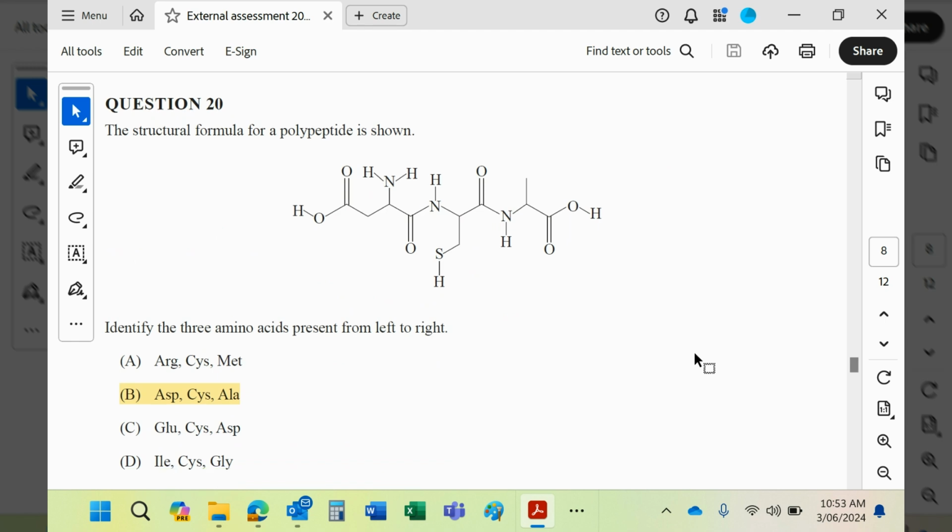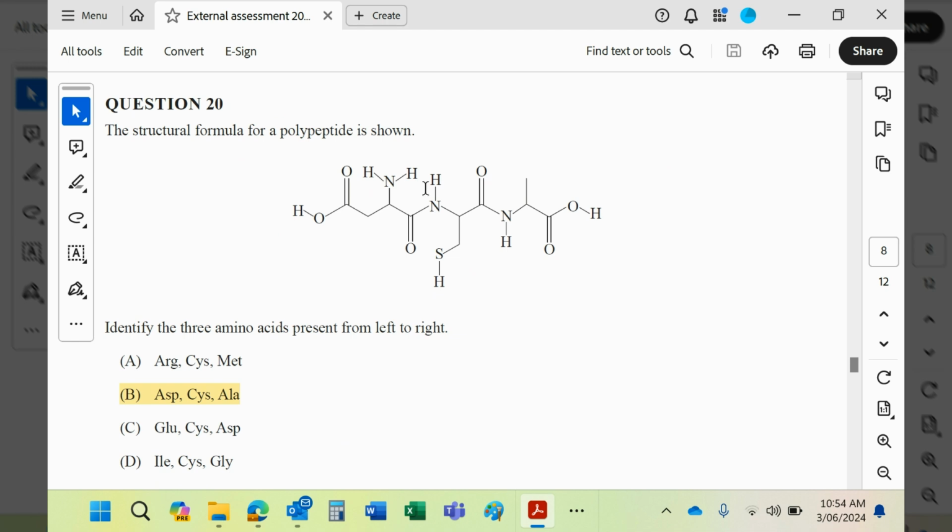And lastly, question 20. Okay, so we have a polypeptide and it contains three amino acids. Now you will need to use your data book and find the page on amino acids to identify the three that are producing this polypeptide. So the first thing we need to do basically is find the amide links. Okay, there's one there. And there's one there. Okay, so the C double bond O next to an NH is an amide link.